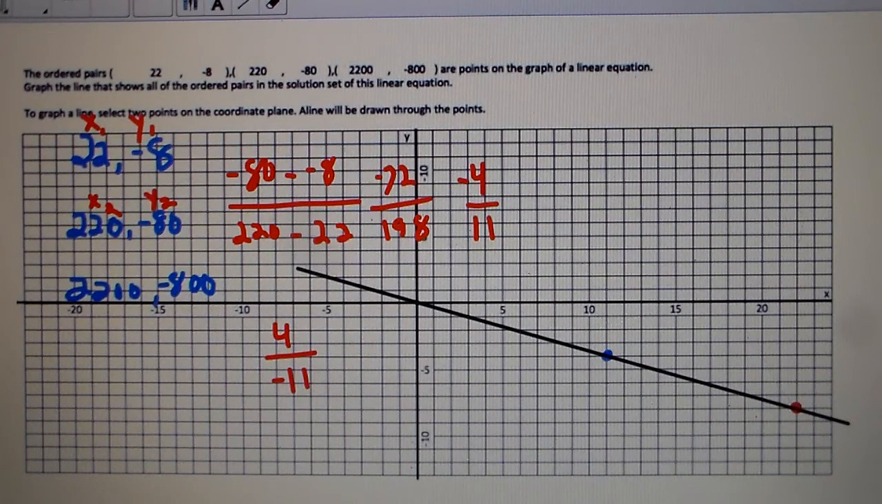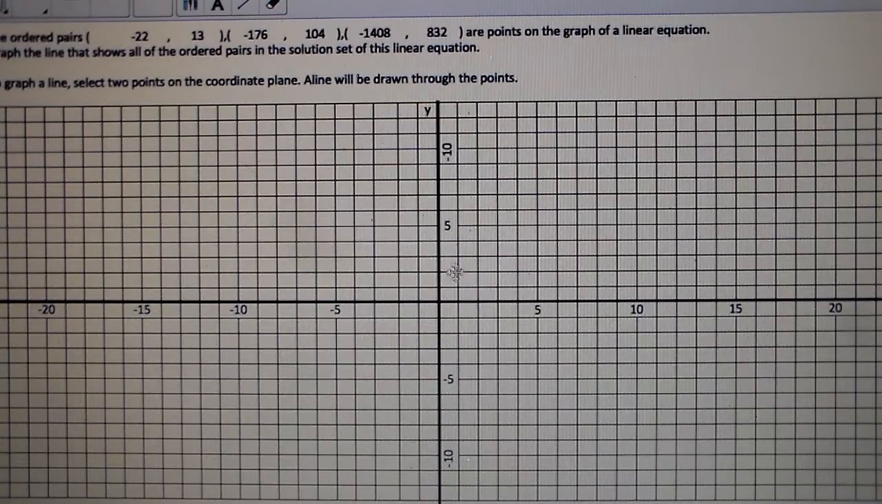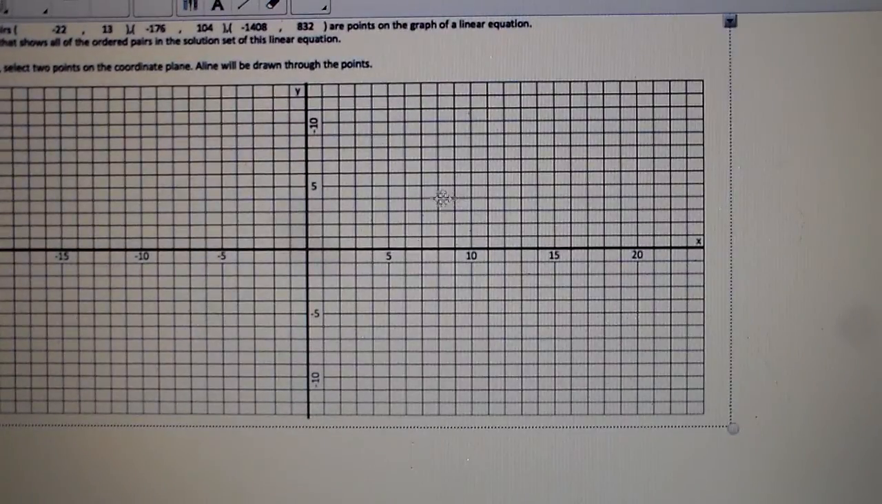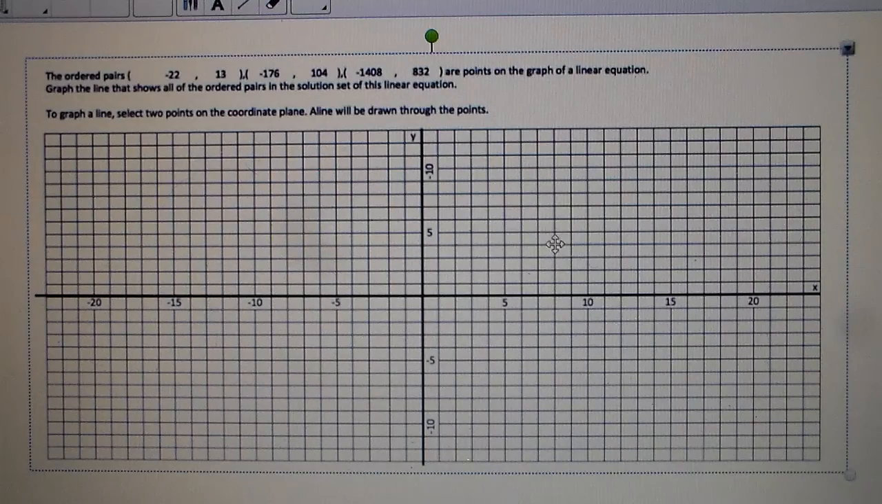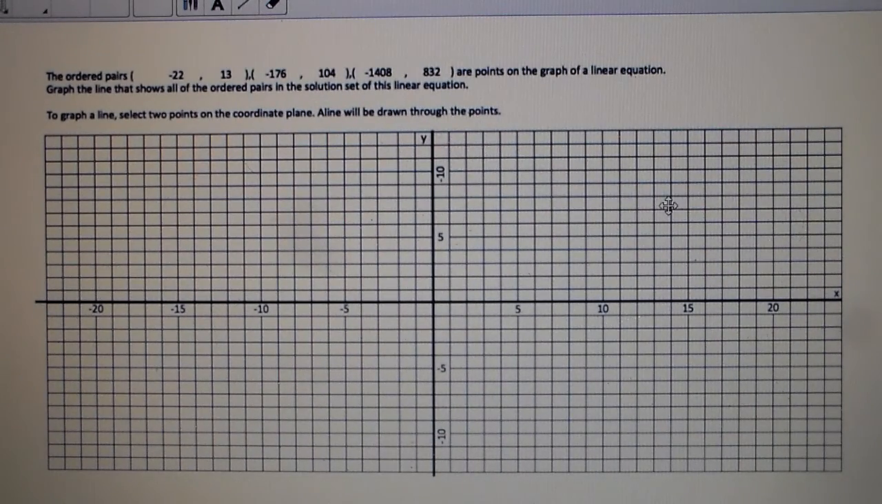Let's do another one. Just readjusting everything so I can get as big as possible for you. So our three coordinates are -22, 13, -176, 104, and -1408 and 832. So just to rewrite them to make them bigger. That smallest coordinate, that's the one we could plot. So -22, 13. It'll be right there at the top of the graph.